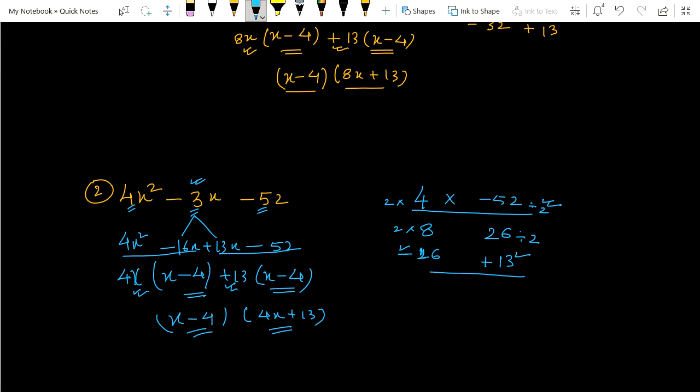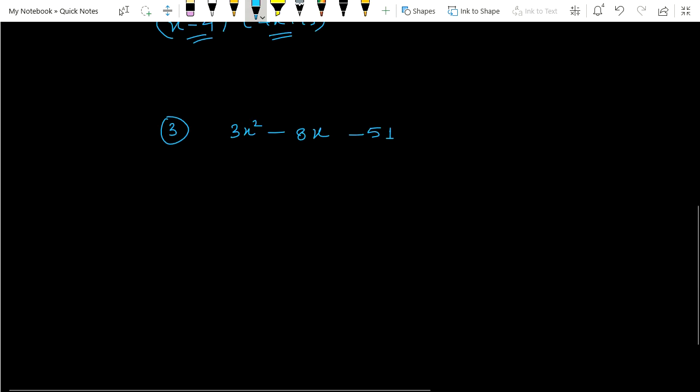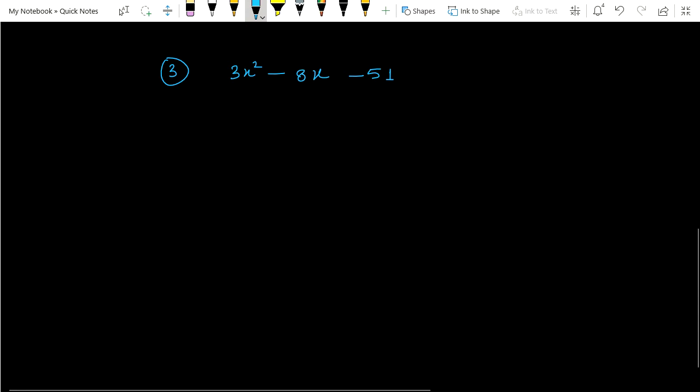Now we can proceed to the third question. In the third question we are finding here the numbers are 3, 8 and 51. So 51 is again a big number, and as per the method we have to multiply the coefficient of x square, that is 3, with the constant number 51.